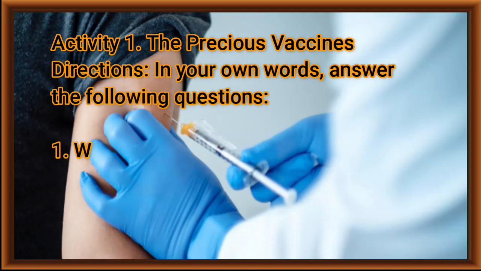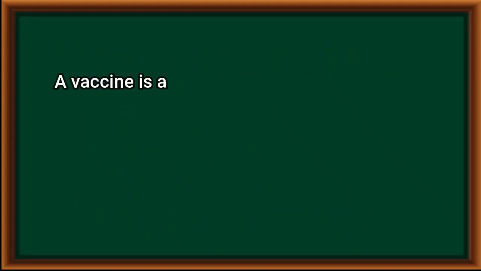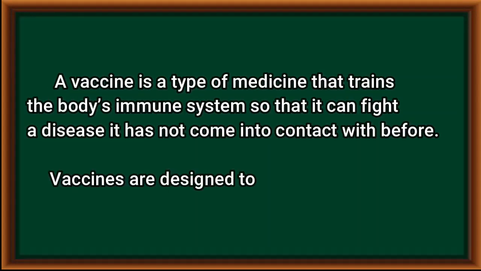For Activity number 1, the precious vaccines. Directions: In your own words, answer the following questions. Number 1, what are vaccines? Number 2, why are vaccines so important? These are the possible answers.